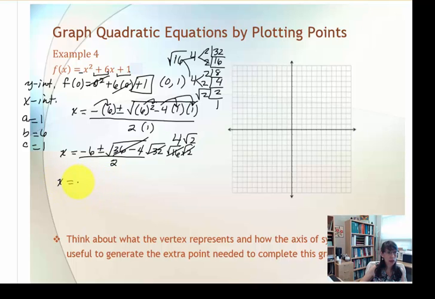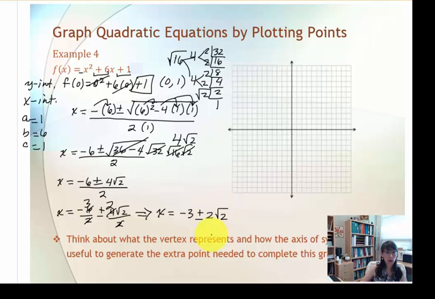Our x values then are negative 6 plus or minus 4 square roots of 2, and everything is divided by 2. So we can break apart this negative 6 and the plus minus portion with 2, so that will help us to do some reducing, because 6 halves is really 3 and 4 halves is 2. So let's see if that's helpful. X is now equal to negative 3 plus or minus 2 square roots of 2. So that looks a little bit easier to work with.